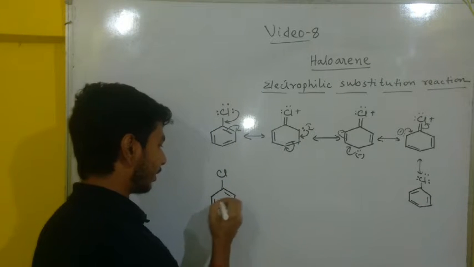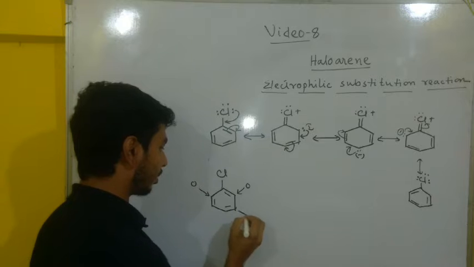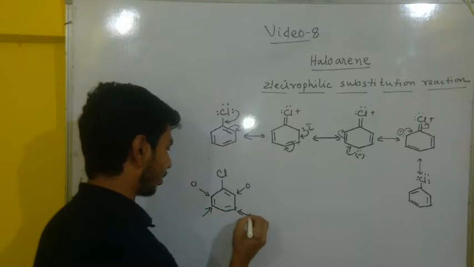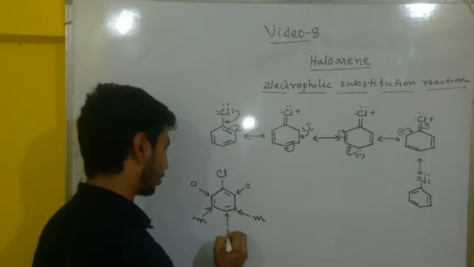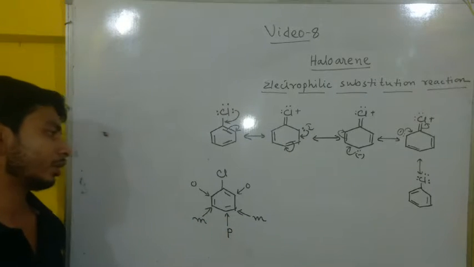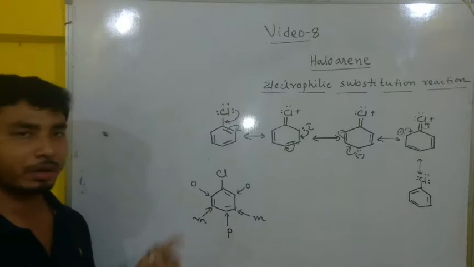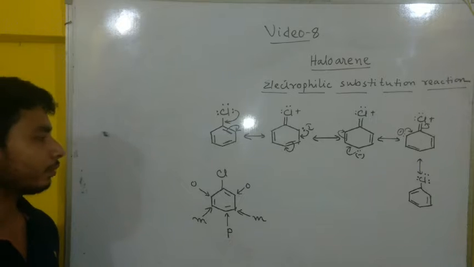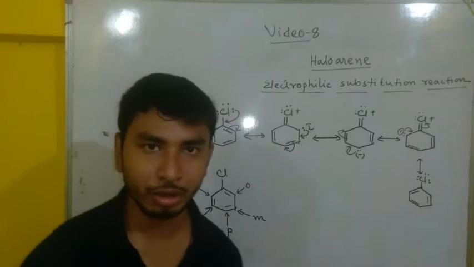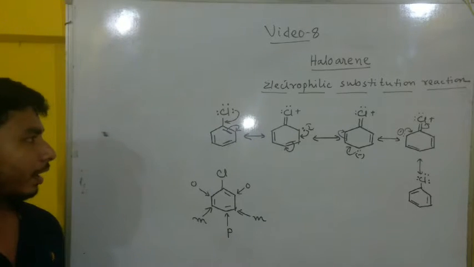This is chlorobenzene. This position is called the ortho position. Next to the ortho position is the meta position, denoted by m, and then the para position. So in chlorobenzene there are two ortho positions, two meta positions, and one para position. Now the negative charge is present in which position? Either the ortho position, or the meta position, or the para position.